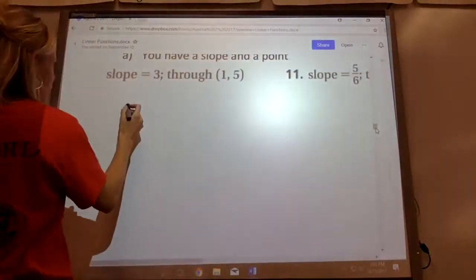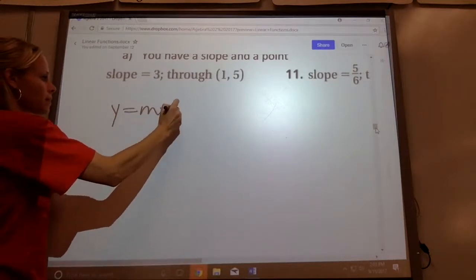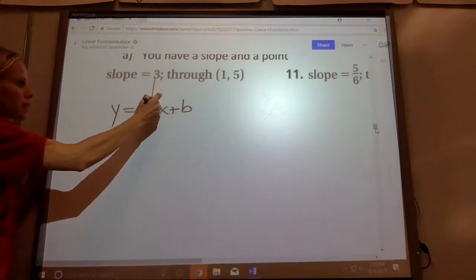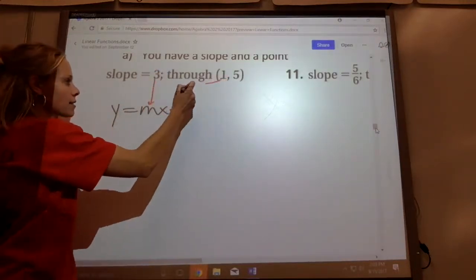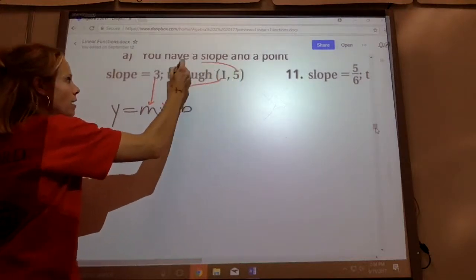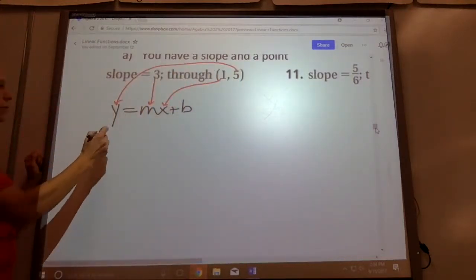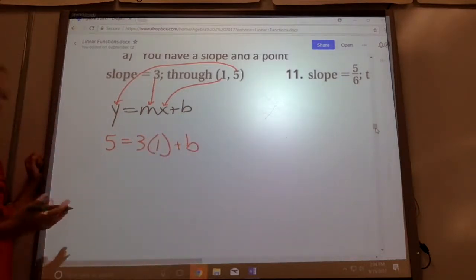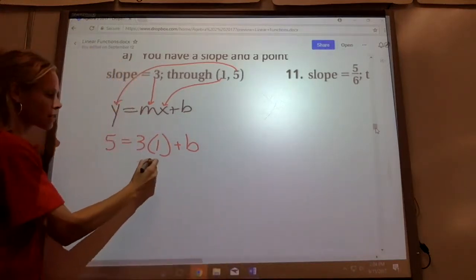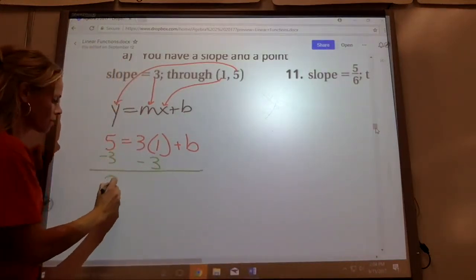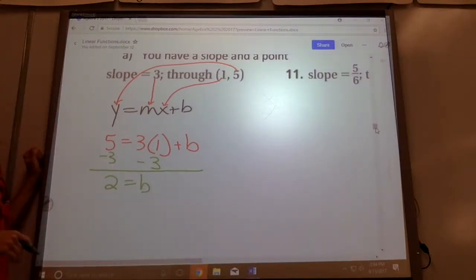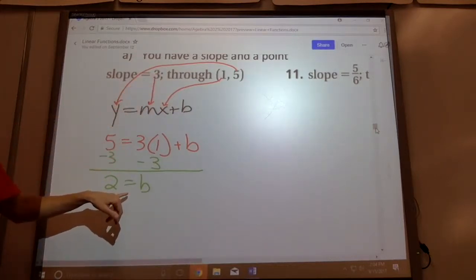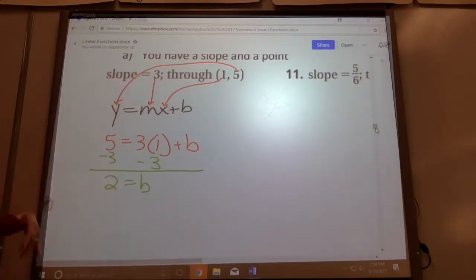So y equals, I always start with y equals mx plus b. A lot of you might be able to skip this step, which is great. I'm going to put my slope in for m, my x in for x, and this 5 in for y. So when you sub those in, I get this, which then I can just subtract 3 on both sides and have b. Now I have the m, which was up here in the beginning. I have the b, which I just solved for. So now I have the equation of the line.